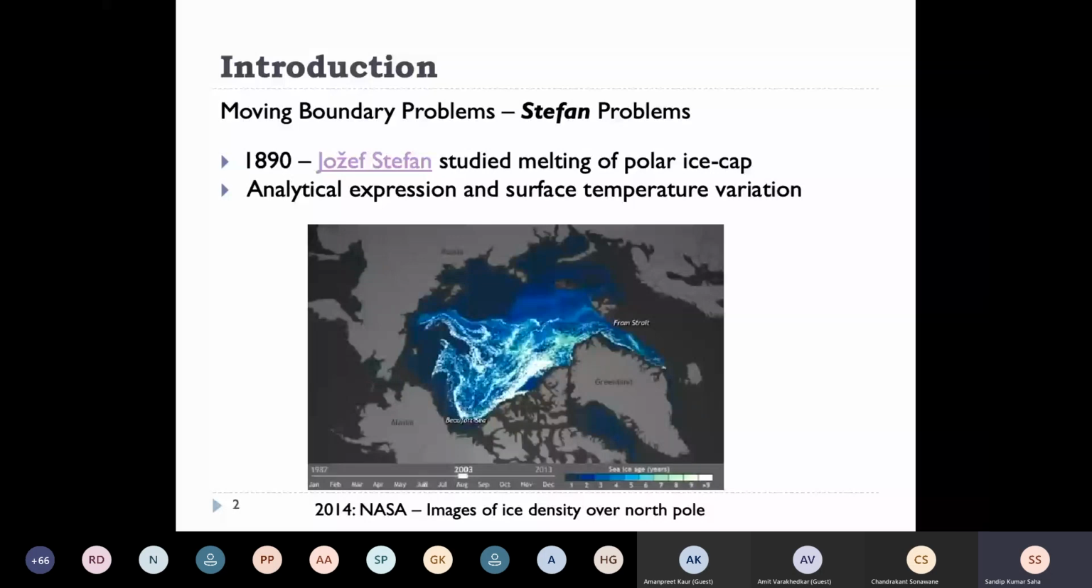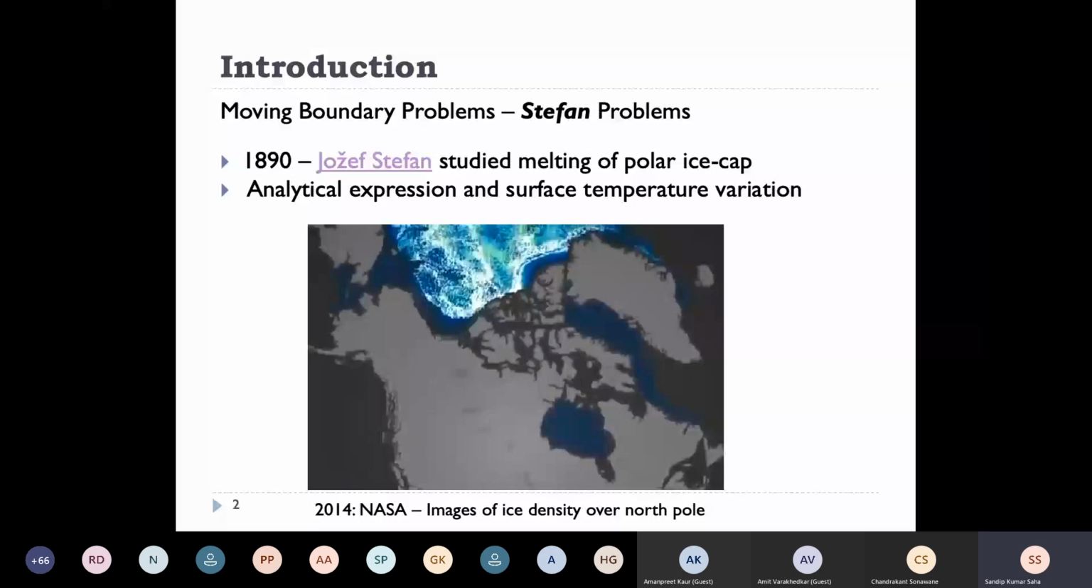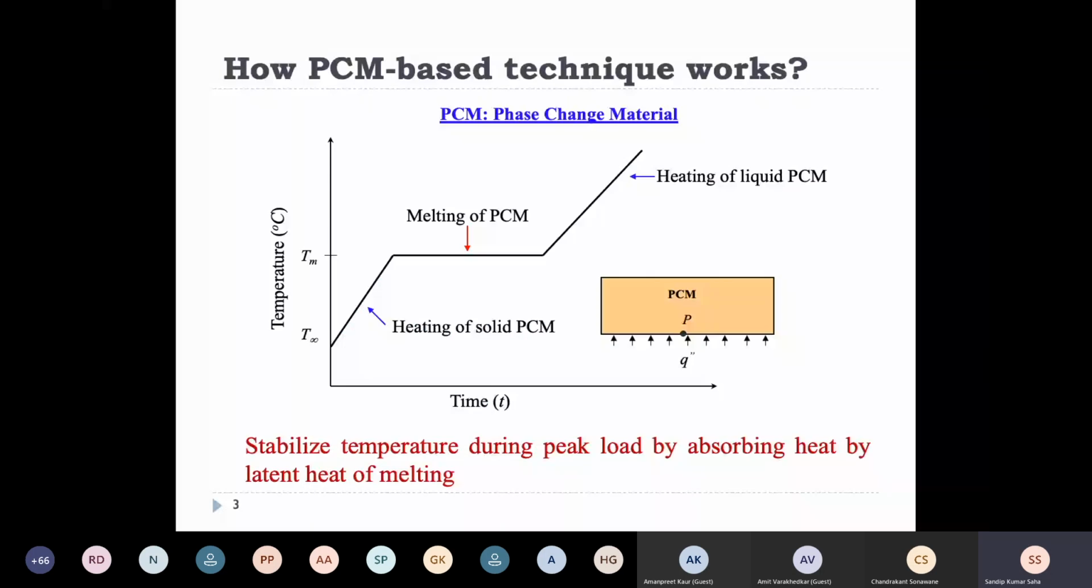Now this type of analysis is what Stefan actually made during 1890. So that's basically an analytical type of analysis, which I will go through briefly at the beginning, so that you can understand the essence of the numerical model. And that's why this type of problem is called the Stefan problem, as this problem is associated with him who actually initiated it.